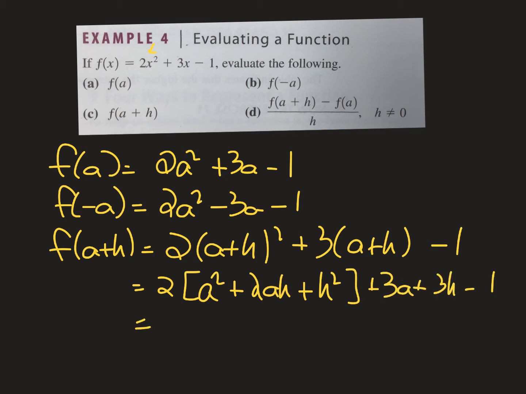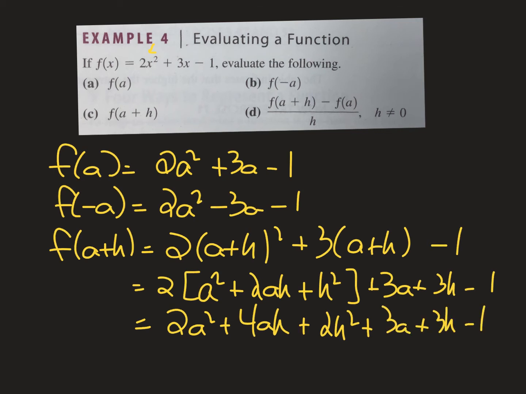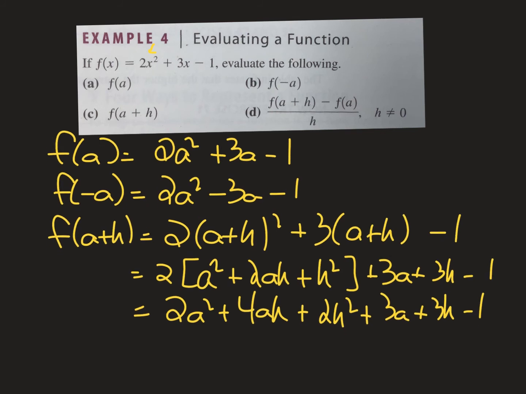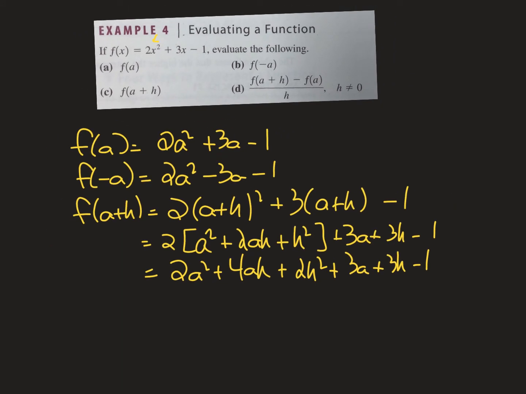All right, now I'm going to distribute this 2 in the front. 2a squared plus 4ah plus 2h squared plus 3a plus 3h minus 1. No big deal there, right? Just all that stuff. Okay, here's where we're going.